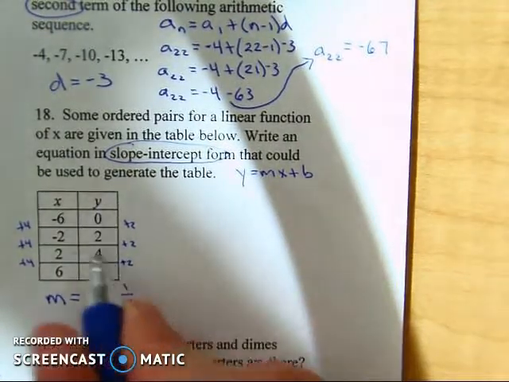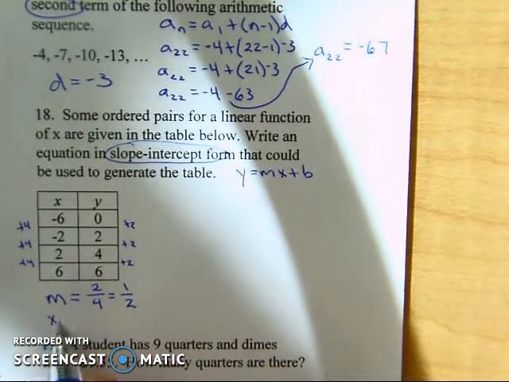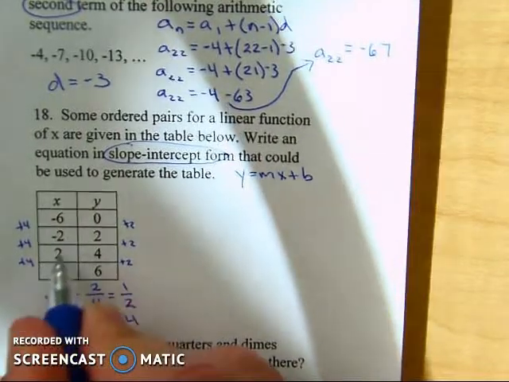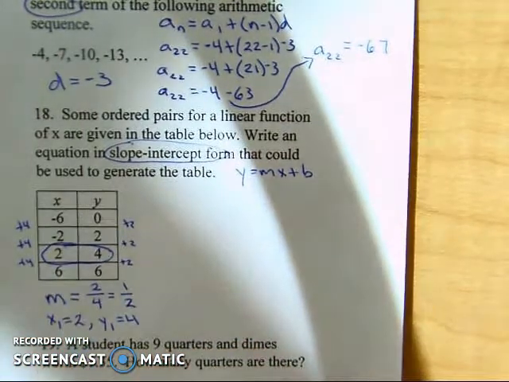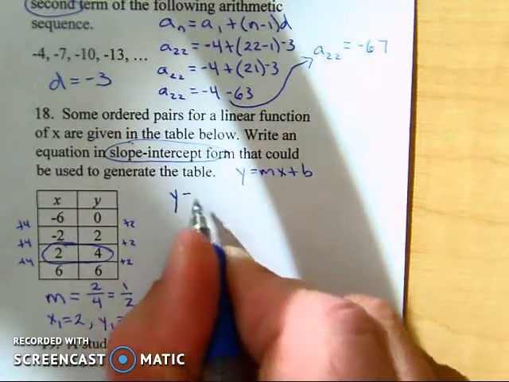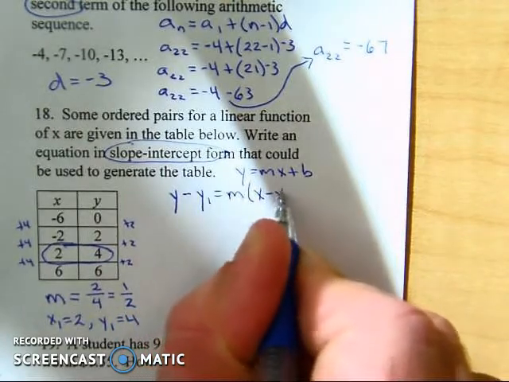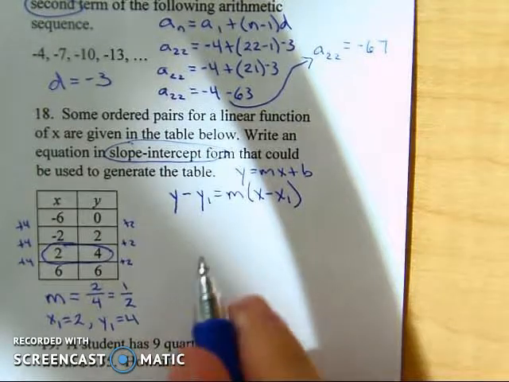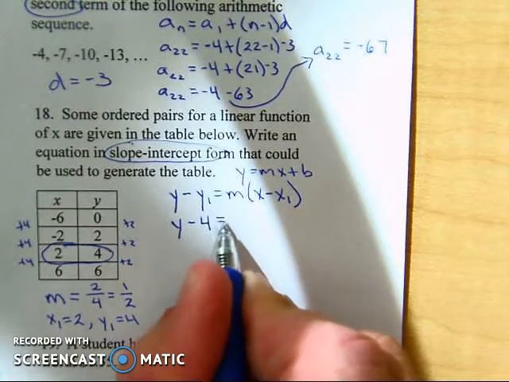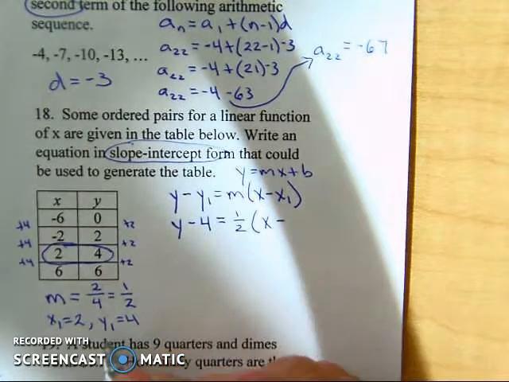And let's go ahead and look for points here. I think I'm going to use this one. So I'm going to call x sub 1 2, and y sub 1 4. I'm choosing this point right there. They're both positive numbers and they're not too big, so that's why I'm doing that. So I'm going to use the point-slope form just to remind you on what that looks like right here. All right, and I've got the three things I need. So y minus y sub 1, y minus 4, is equal to, m was 1 over 2, and then x minus 2.